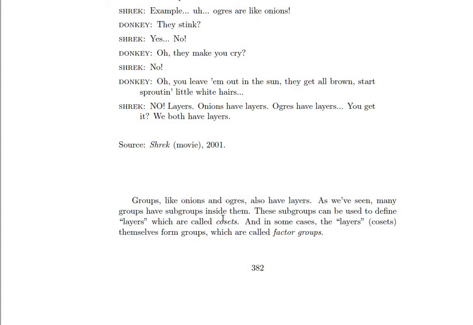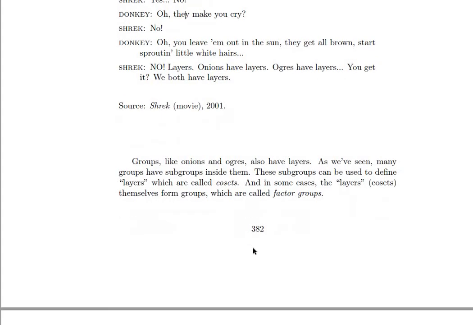Now we've seen subgroups inside a group, and what we can do is create, in some sense, copies of this subgroup and use those to slice up the group. And these different copies themselves sometimes form a group. And we'll develop these ideas as we go along in this chapter.